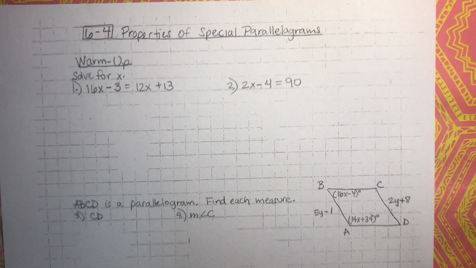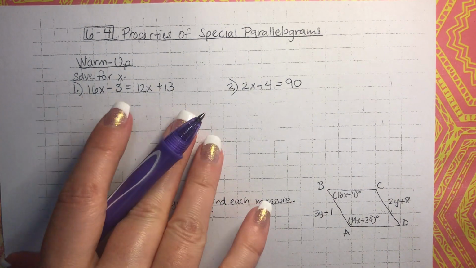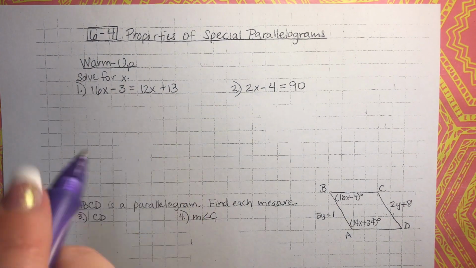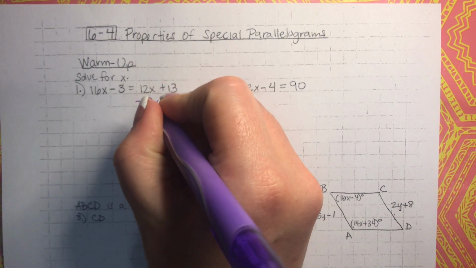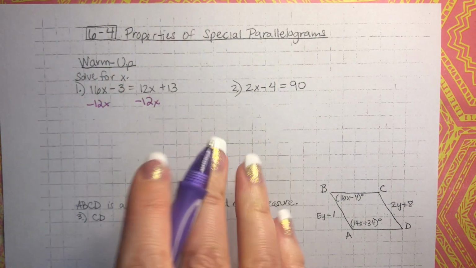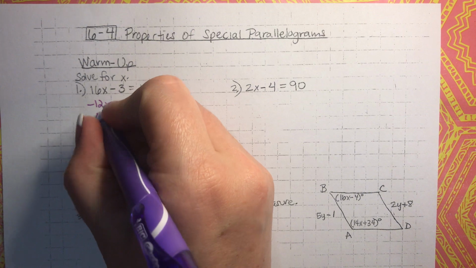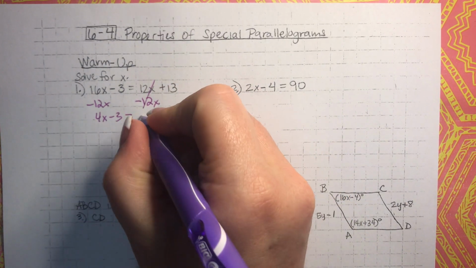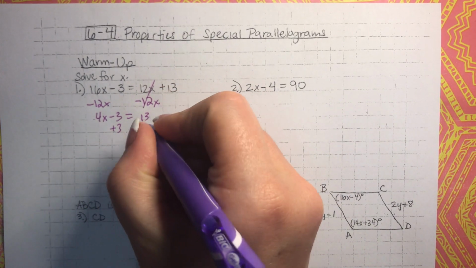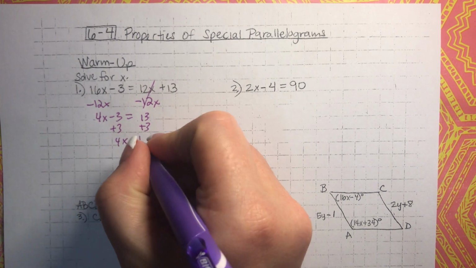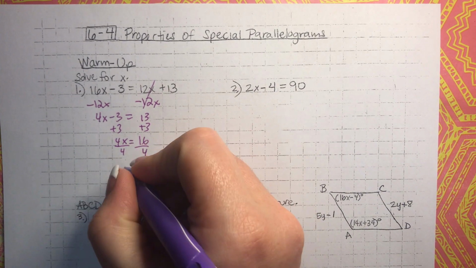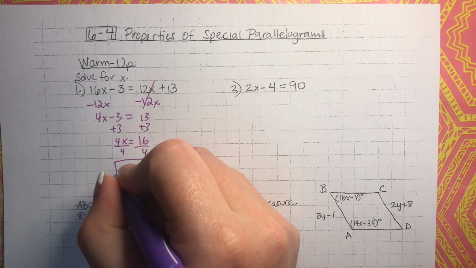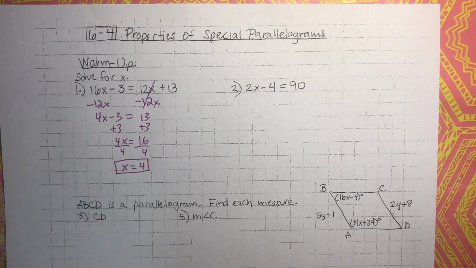Okay, let's see how you did. So this first one, we're just gonna solve for x. So hopefully you already have an answer. I'm just gonna go ahead and figure it out really quick. We need to get those variables on the same side. I always like to move the smaller of the two. We have to use that addition property of equality. And then we divide by 4. You should have gotten x equals 4. Okay, if you did, great job.